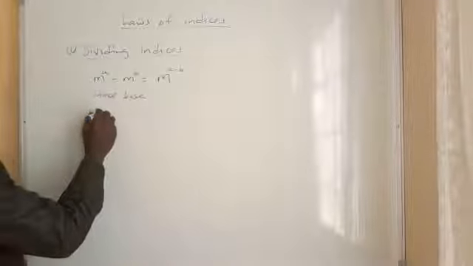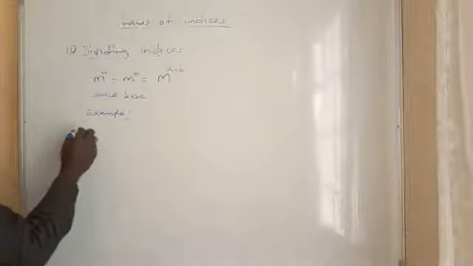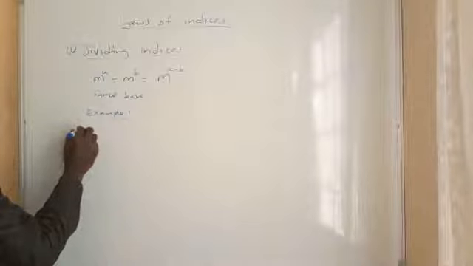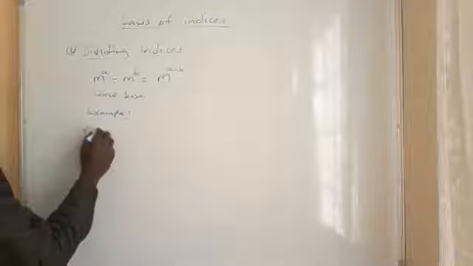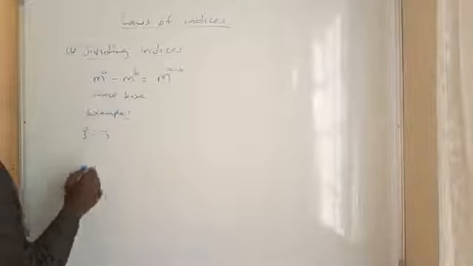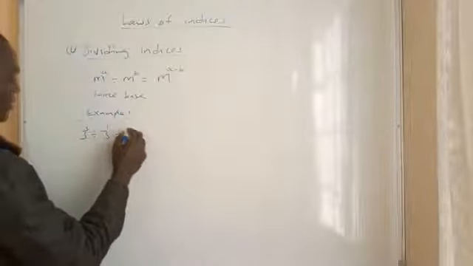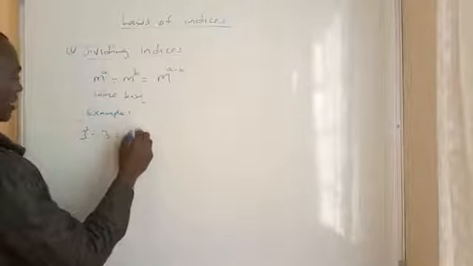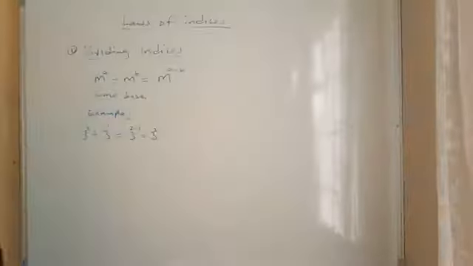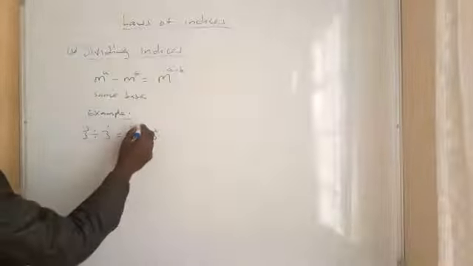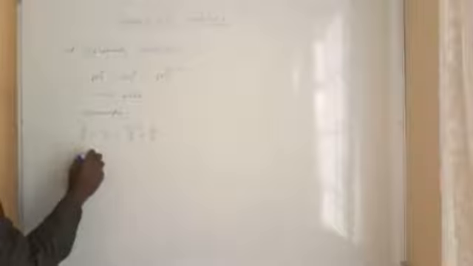example here. Example 1. If I have, for example, 3 power 3, you divide by 3 power 1. Are the bases the same? Yes, so this becomes 3 minus 1. So the answer finally is 3 to power 2. That is the answer. Example 2.